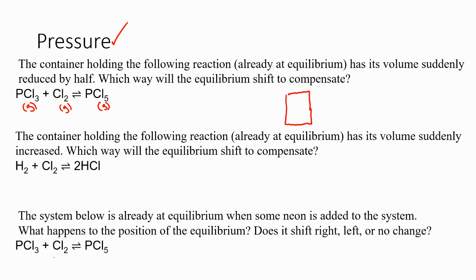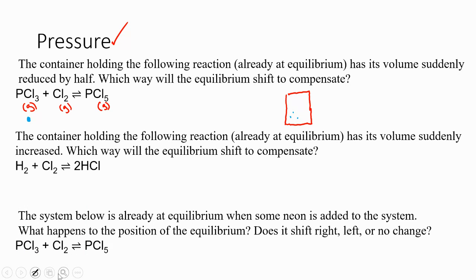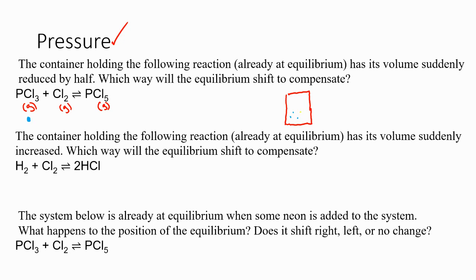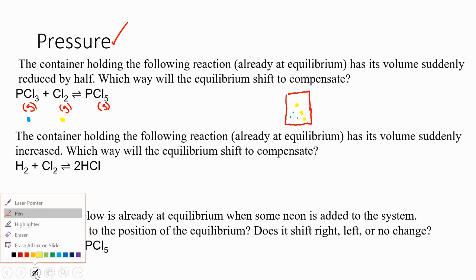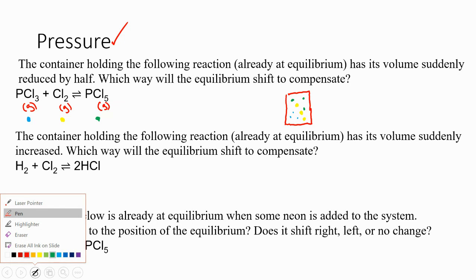So let's say that we have some PCl3. Let's say that we have some Cl2. That's yellow. You can barely see it, but it's there. And let's say that we have some PCl5. And for PCl5, we'll put 3 dots as well. Okay. And then we go along and we reduce the container size.